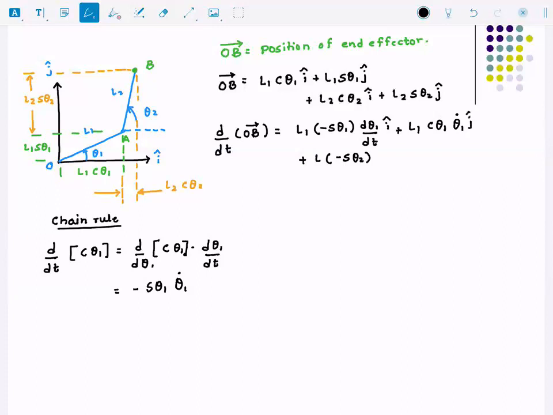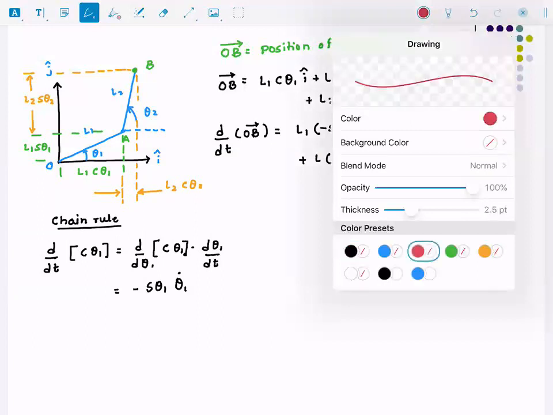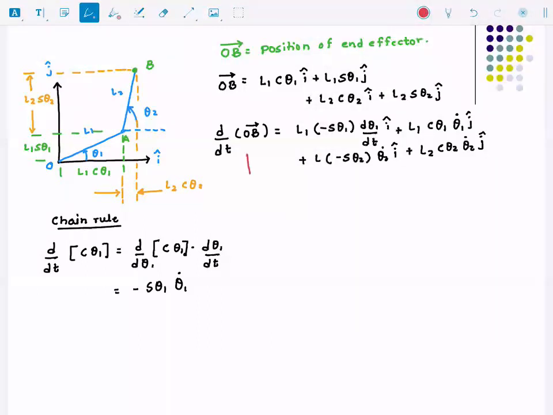This is going to be j sine theta 2 dot i plus L2 cosine theta 2 dot j. So this is nothing but the expression for the velocity of the end effector. Now please understand, there are two things going on here.